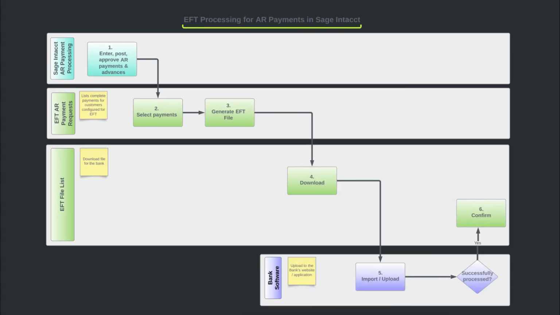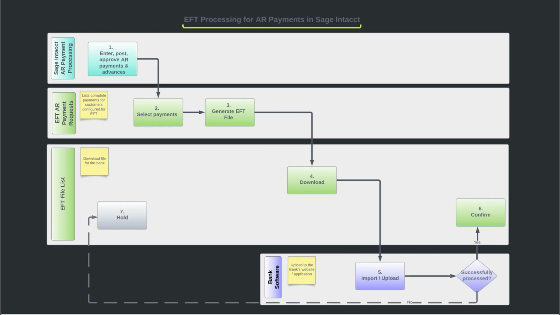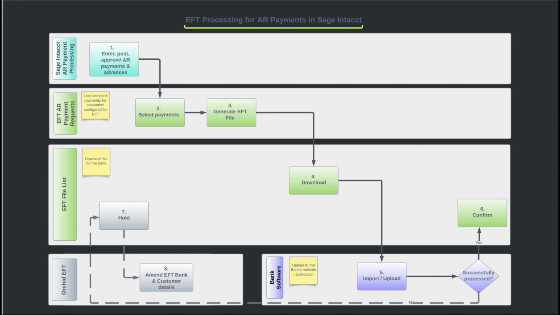Once you have imported or uploaded the EFT file into the bank software, and the bank says there's an issue with the file, for example, the payment date is in the past or one of the customer's bank account details was invalid, then instead of confirming the file, you hold the file. Once the file is held, the status will be on hold, and you are able to go back to the EFT bank or the customer's EFT details and change those, and then you would come back and refresh the file.